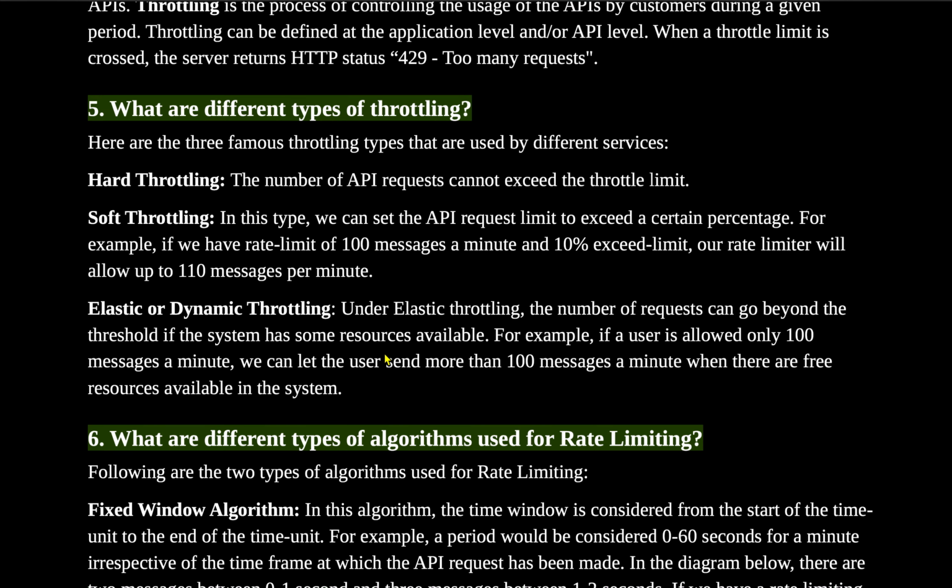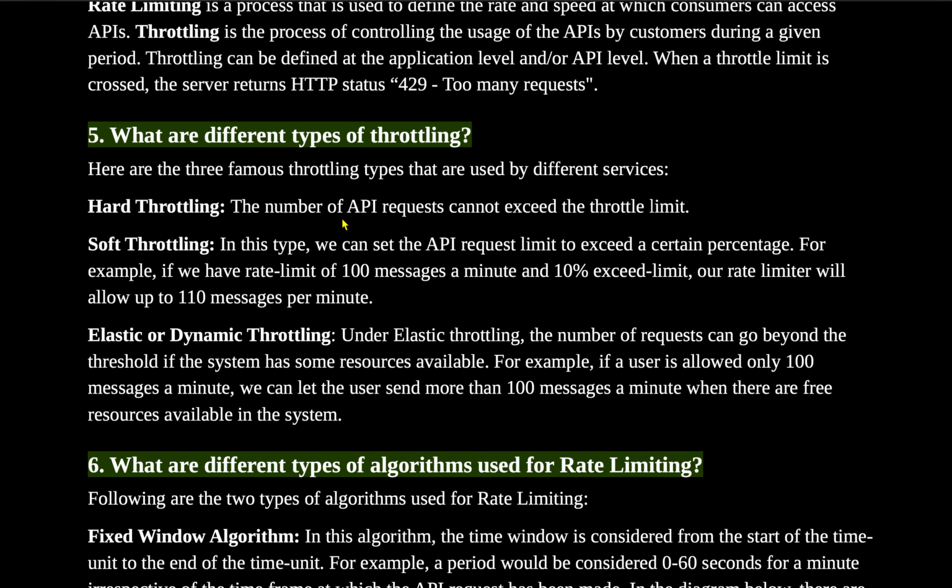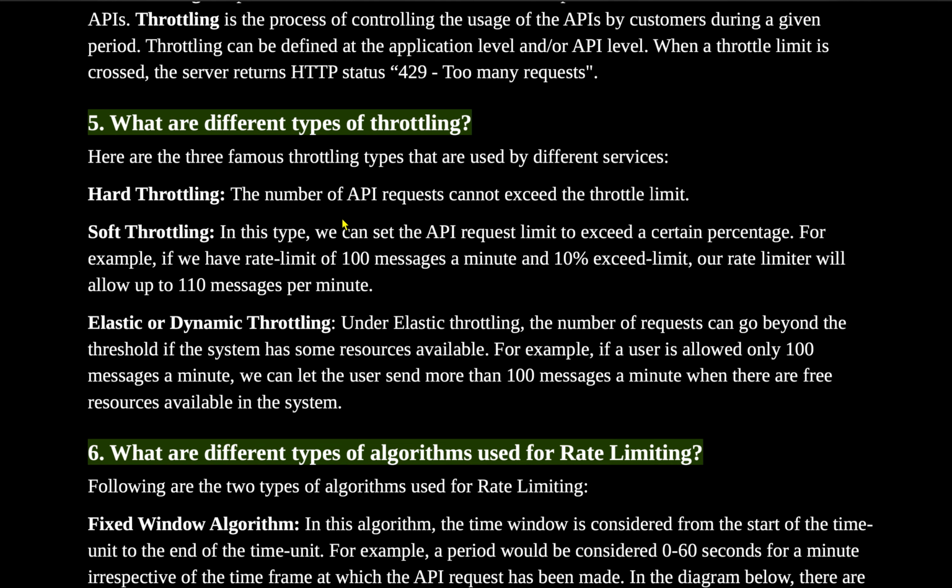Now we have the next thing. What are the different types of throttling? Here are three famous throttling types that are used by different services. There is hard throttling, soft throttling, and elastic or dynamic throttling. Hard throttling, as the name suggests, means the number of API requests cannot exceed the throttle limit.